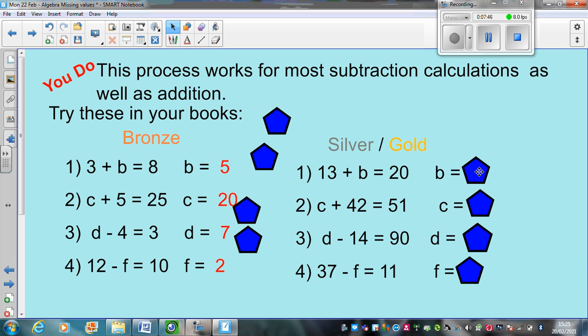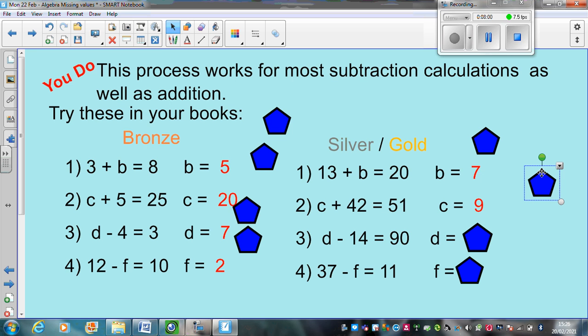On the silver and golds, 13 plus something equals 20, the answer is 7. C plus 42 equals 51. So we can do the inverse. 51 take away 42 is, that's right, 9. And then D take away 14 equals 90.